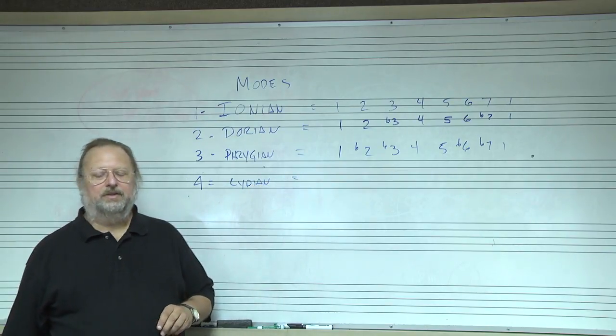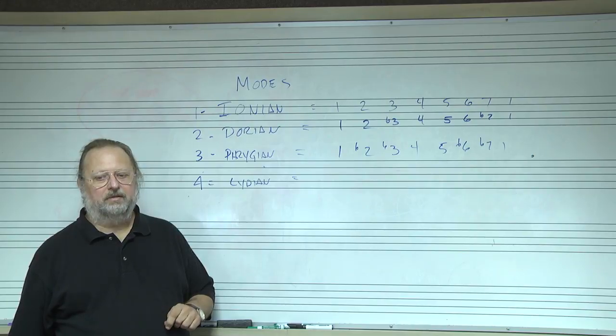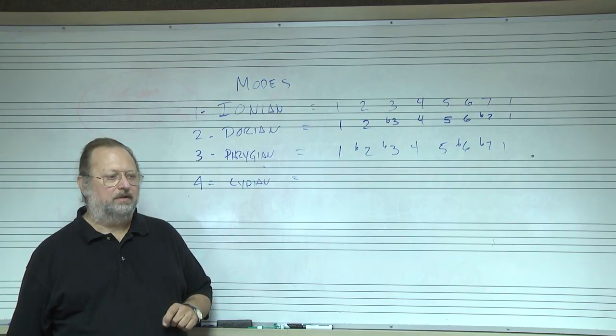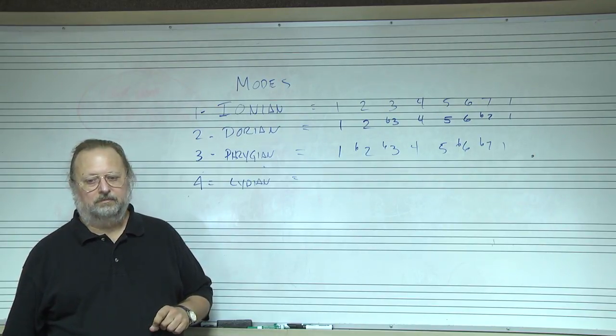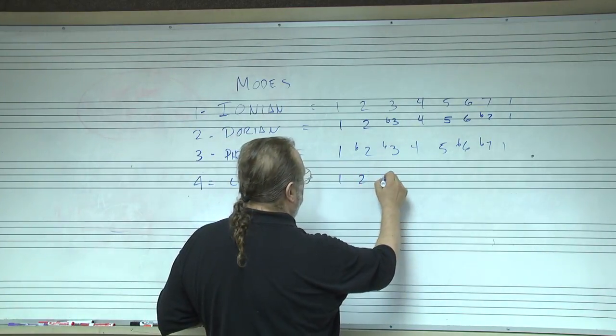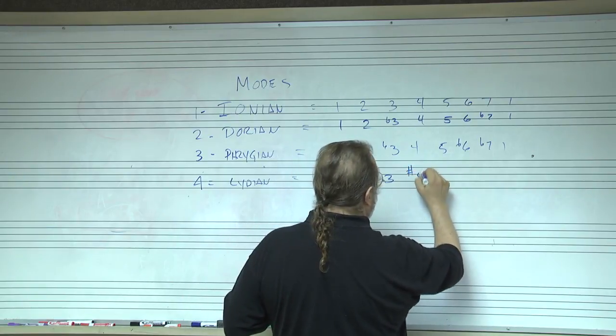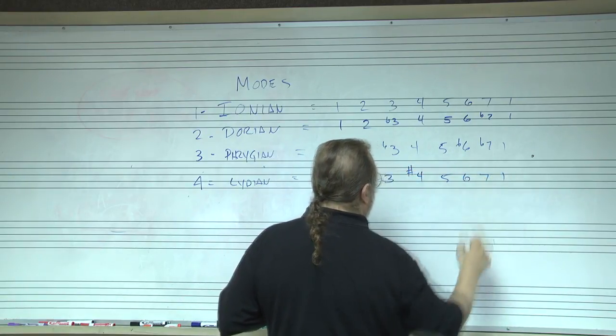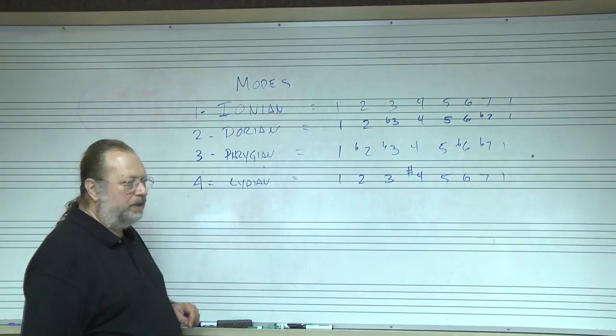Now, Lydian is really closely related to the major scale, because it's the same thing, except it's got a what? Sharp 4. Only one sharp 4. Okay, then after Lydian?